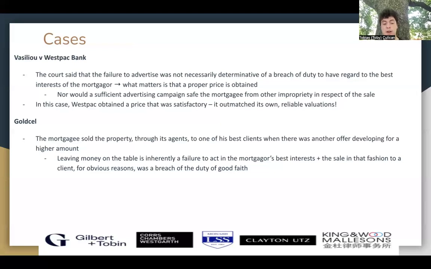Gold sell. This is your best or good faith case rather. The mortgagee sold the property through its agents to one of its best clients when there was another offer developing for a higher amount. And he didn't really let that offer come. He said, no, you must make the offer in 10 minutes or else we're selling or something like that. Leaving money on the table is inherently a failure to act in the mortgagor's best interests. You haven't secured the best price. Plus, doing that sort of sale, and then the recipient being your best client. Well, I think you can infer the ulterior motives there.